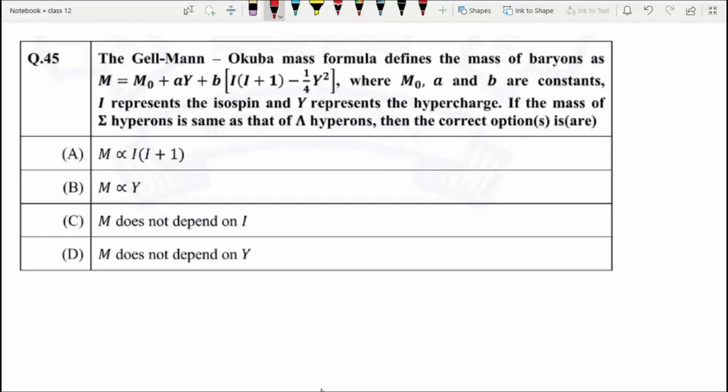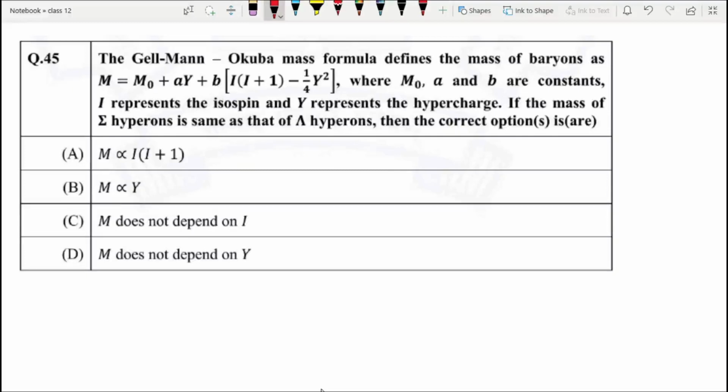The Gell-Mann–Okubo mass formula defines the mass of the baryon as m = m₀ + aY + b[I(I+1) − (1/4)Y²], where m₀, a and b are constants. I represents the isospin, Y represents the hypercharge. If the mass of the sigma hyperon is the same as that of the lambda hyperon, then the correct option is: A. M is proportional to I(I+1). B. M is proportional to Y. C. M doesn't depend on I. D. M does not depend on Y.